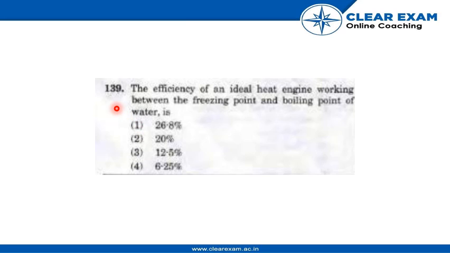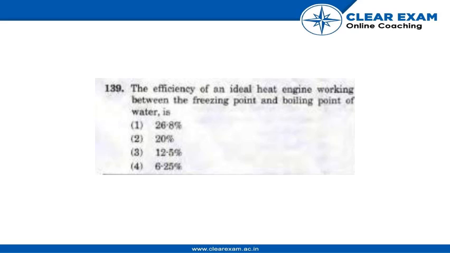Let's see the question number 139. The efficiency of an ideal heat engine working between the freezing point and boiling point of water is: option 1, 26.8%; option 2, 20%; option 3, 12.5%; option 4, 6.25%. Let's see the solution.